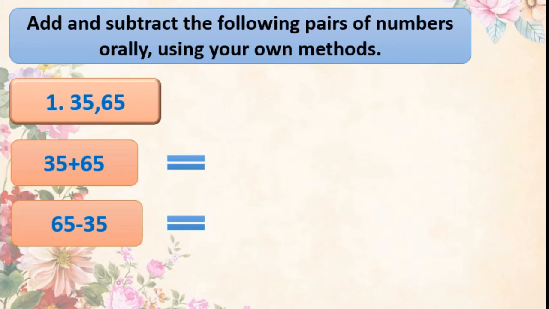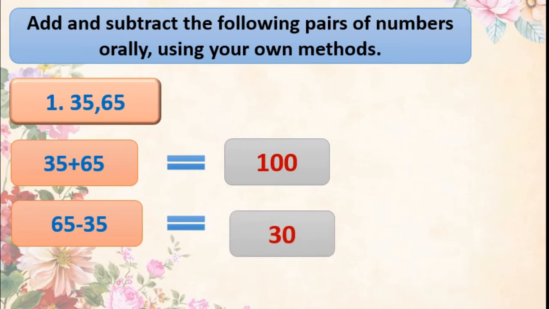Then 95 plus 5 is how much? 100. Got this? And in the second, 65, again 3 fingers you can take. 65 minus, you have to do 55, 45, 35. Okay, and again 5 you have to minus, means 30. Isn't it? Am I fast? You pause the video and you do it, and then you again start the video and verify my answer with your answer. Okay?